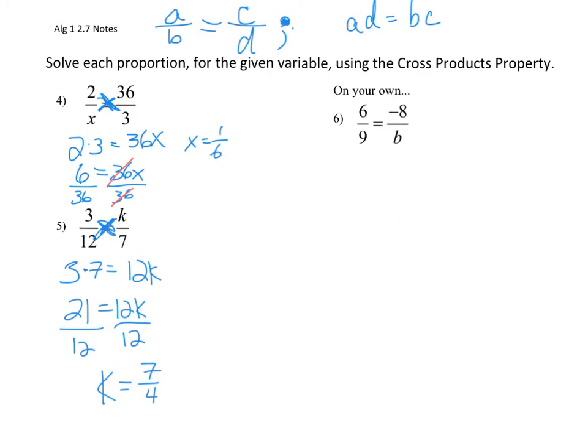Okay, number 6, the instructions are to try that one on your own. I think you can handle it. Go for it.